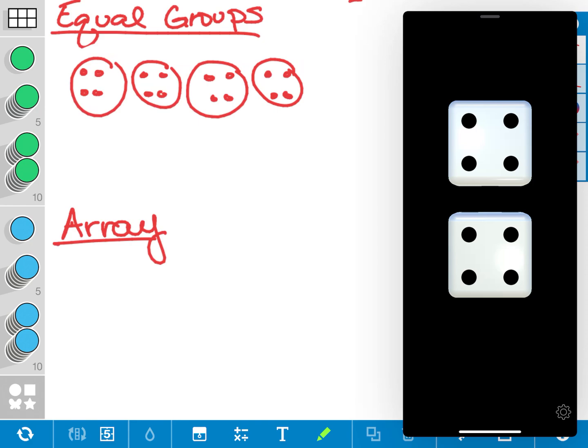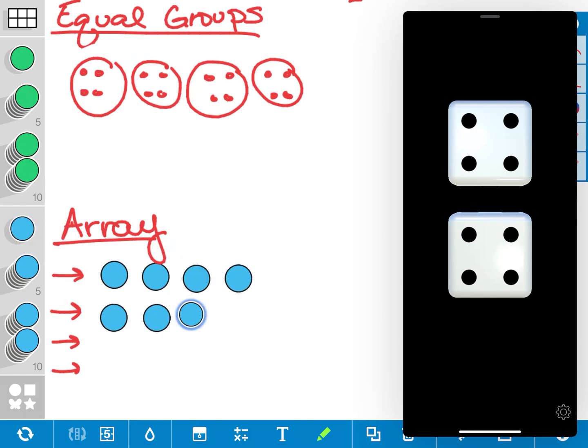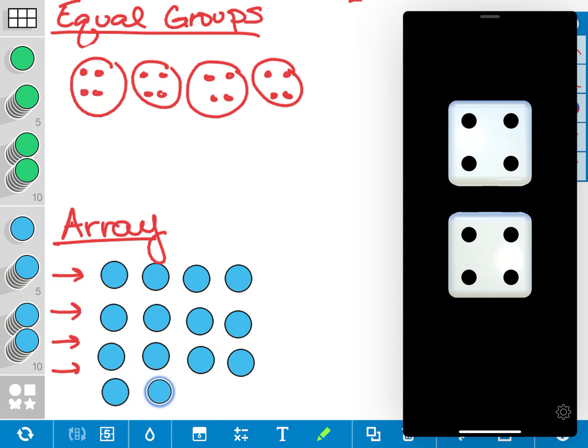Now, what will that look like for an array? It's going to be a little bit different. I'm going to think of it as 4 rows. And they're going to have 4 in each row. And once I've found all my pieces, I'm going to use a number model to get the total. So I've got 4 rows of 4.